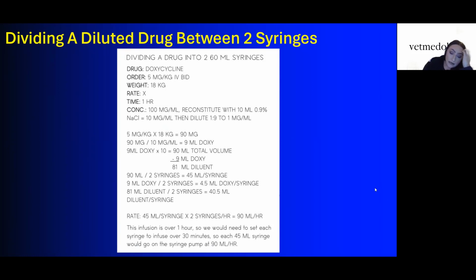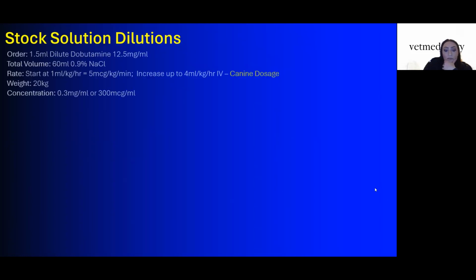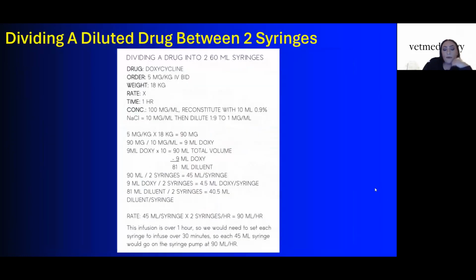The rate of 45 mils per syringe times 2 syringes over an hour gives us 90 mils an hour. The infusion is over 1 hour. So we would need to set each syringe to infuse over 30 minutes. So each 45 ml syringe would go on a syringe pump at 90 mils an hour.